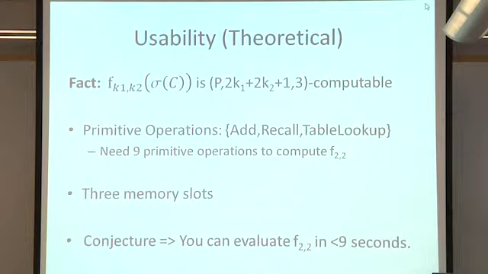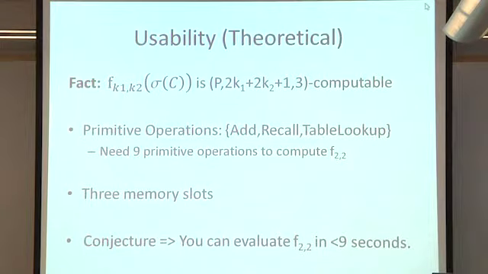Theoretical usability analysis. This function is P 2K1 plus 2K2 plus 1, 3 human computable, which means that it can be computed by a streaming algorithm which requires 3 memory slots, primitive operations, just addition, recall, and table lookup. And we need 9 primitive operations to compute the functions that I was showing you, which was F22.